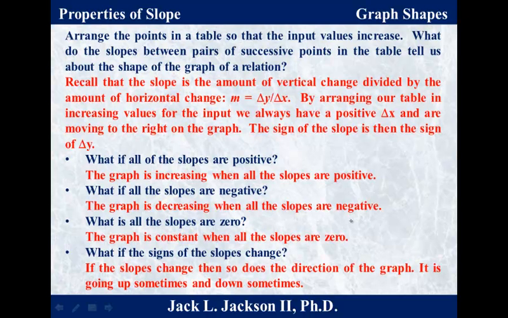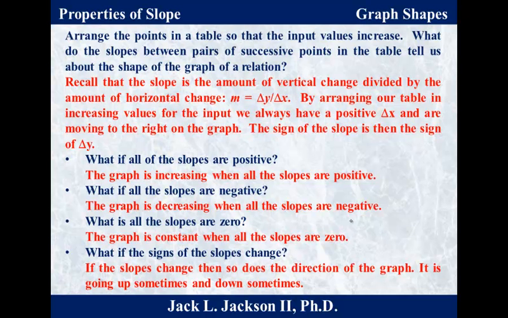Well, the slope is the amount of vertical change divided by the amount of horizontal change. By arranging our table in increasing values for the input, we're always having a positive delta x from one to the next. So we're moving to the right on the graph. And the sign of the slope is then the same as the sign of delta y. So if the delta y's are always positive, we're going up, and if the delta y's are negative, we're going down, but we're always going to the right.